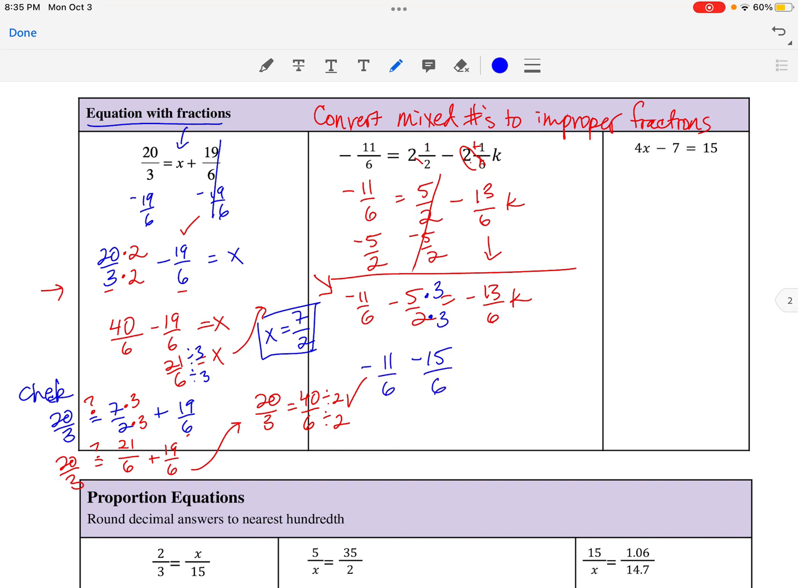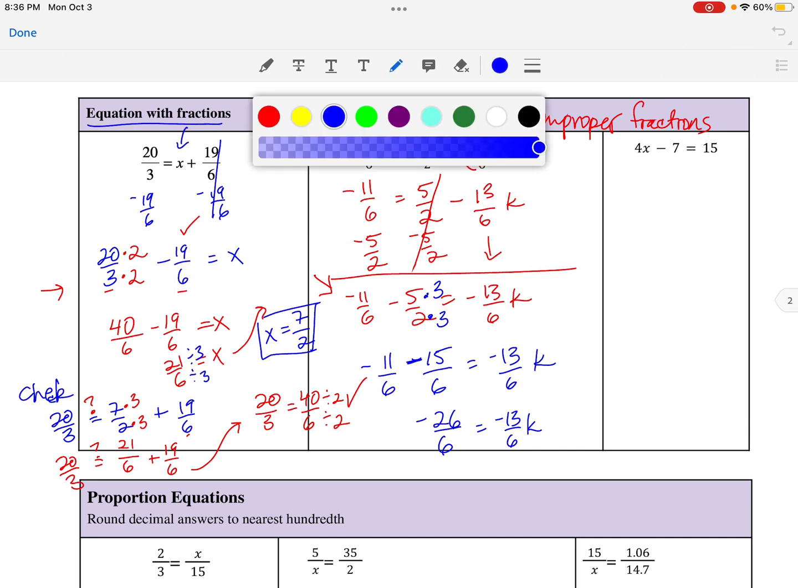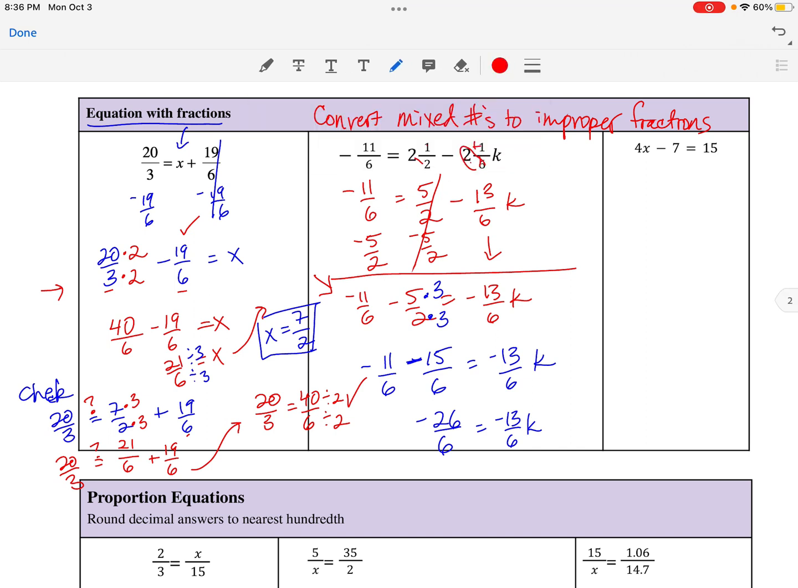And now that will have a like denominator with negative 11/6 equals negative 13/6k. All right, now we're going to subtract these fractions here. Remember, when we add or subtract fractions, the denominator stays the same, and we just add or subtract the numerators. So negative 11 minus 15 is negative 26 equals negative 13/6k. Now, we're getting close. We're almost there. Change colors one more time. And right now the k is multiplied times negative 13/6.